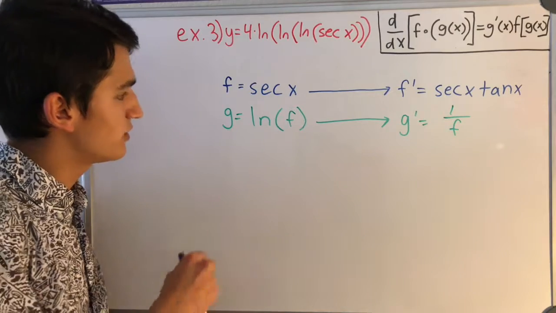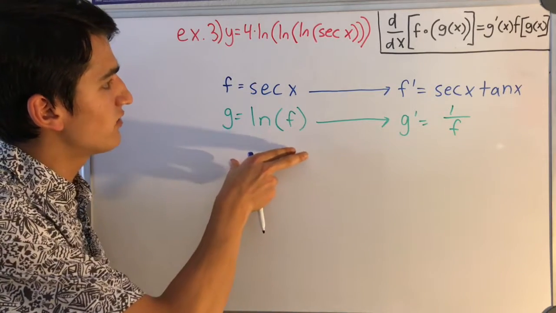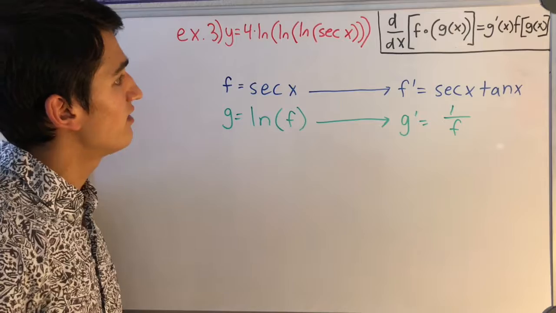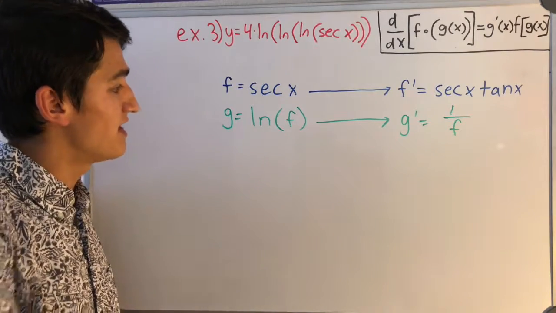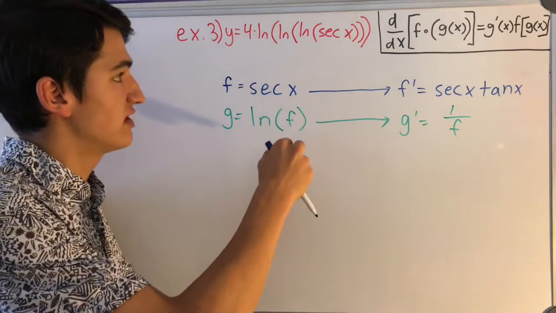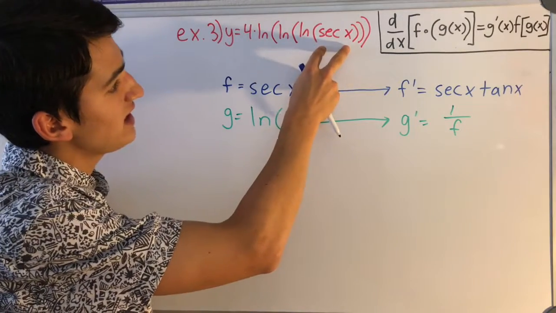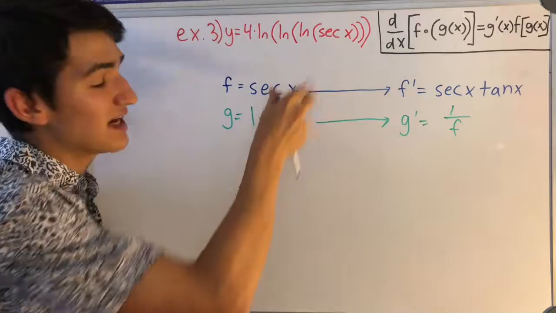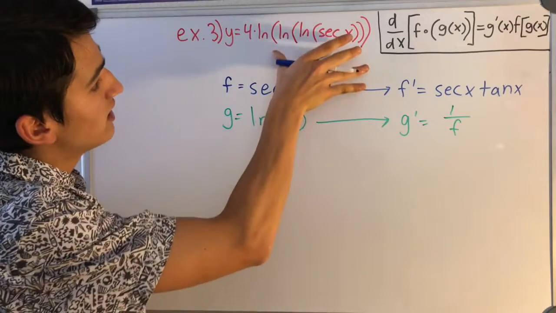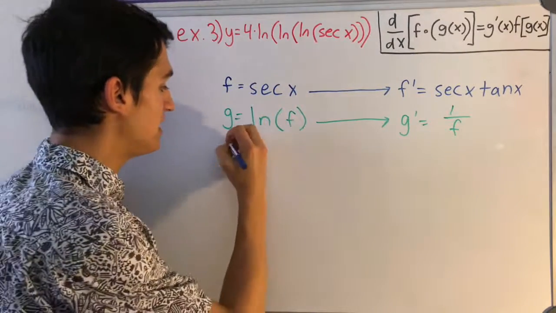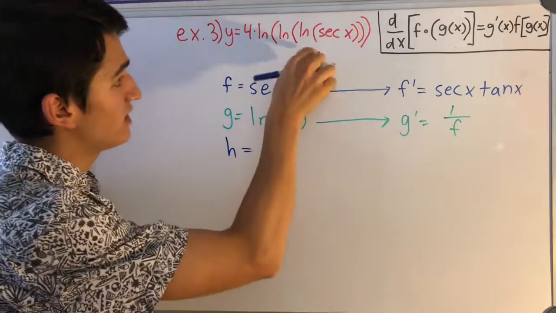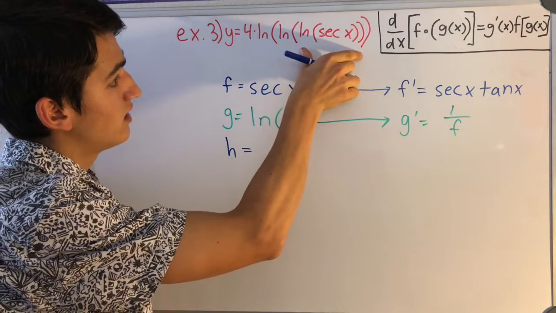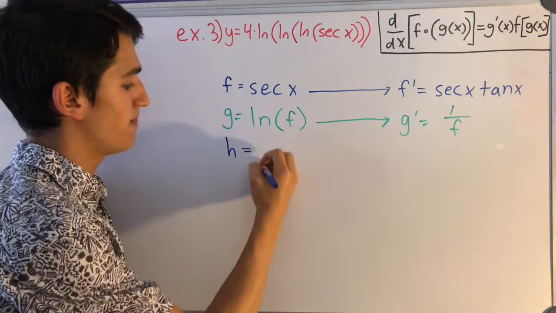Continuing on, we're just trucking along. We're finding the next function that nests these previous functions. We've already done this secant function and this first natural log function, and now we're on to this second natural log function. We'll just call that h, and that's just the natural log of everything inside.